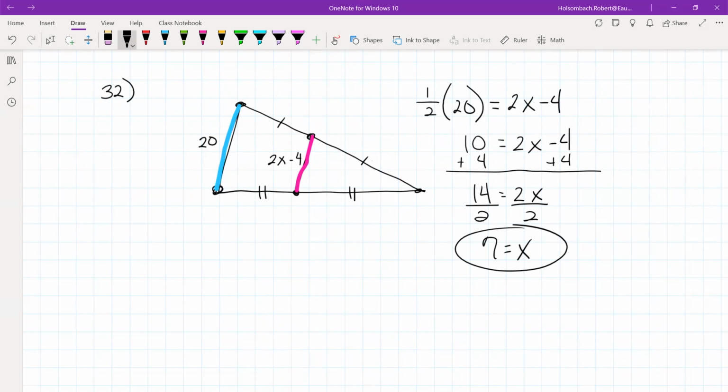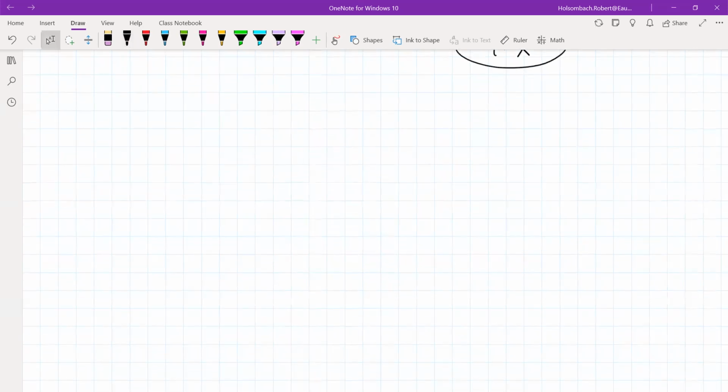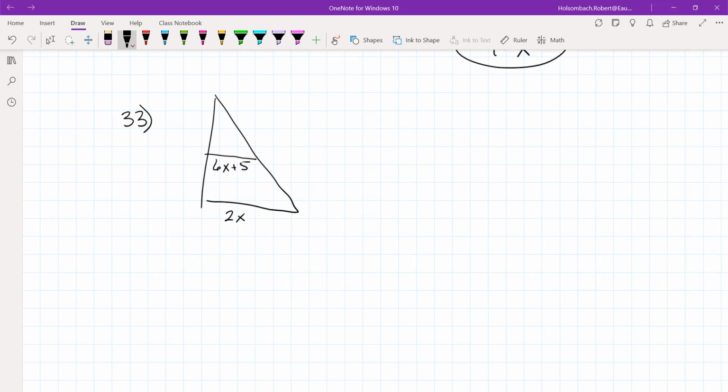Problem number 33, instead of tick marks, you have actual segment lengths, but you have the same concept. In problem number 33, we've got two ways to write this. This mid-segment, 6x plus 5, and 2x plus 90. If we had to deal with the half portion that we just did in the previous problem, we would have decimals, and I know I don't like decimals.